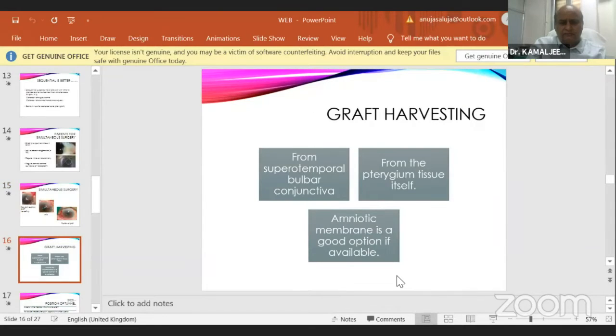And sometimes we need to put a graft also. So you can take a conjunctival graft or amniotic membrane graft can be taken. When you are taking the graft from the conjunctiva, then you can just rotate. A rotational conjunctival graft can be taken, or you can take an autoconjunctival graft. If it is too large a pterygium, then you can take an amniotic membrane, which would help in preventing the recurrence of the pterygium.